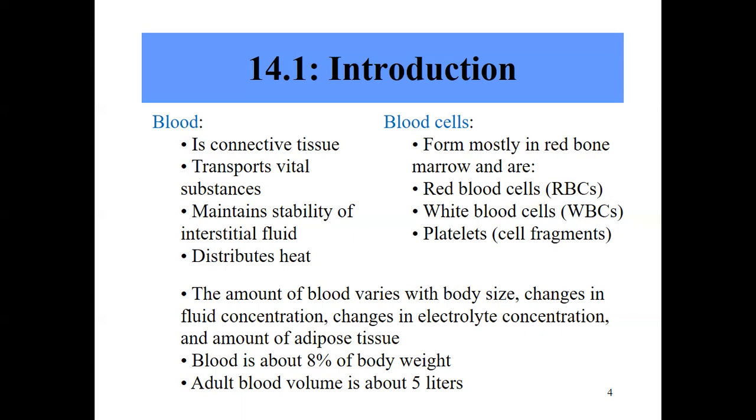Blood is about 8% of the body weight. So if a person is 150 pounds, 10% of that is 15 pounds. So just under 15 pounds of their body weight will be that volume of blood in a person that weighs 150 pounds. The volume of adult blood is about 5 liters. So if you think about a 1 liter Coke, 5 of those is approximately how much blood an adult human has.